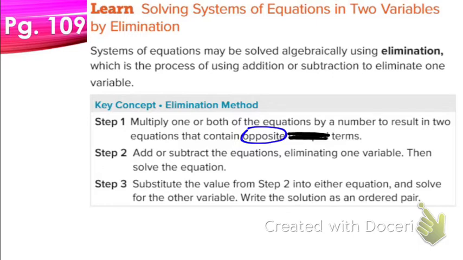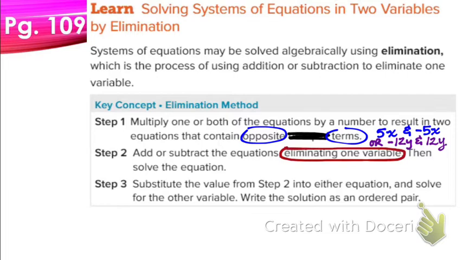So when I say opposite terms, what I mean is something like 5x and negative 5x. Or negative 12y and a positive 12y. Because if I add opposites together, what happens? They cancel. That will eliminate that one variable. When it says we will eliminate the variable, it will cancel.